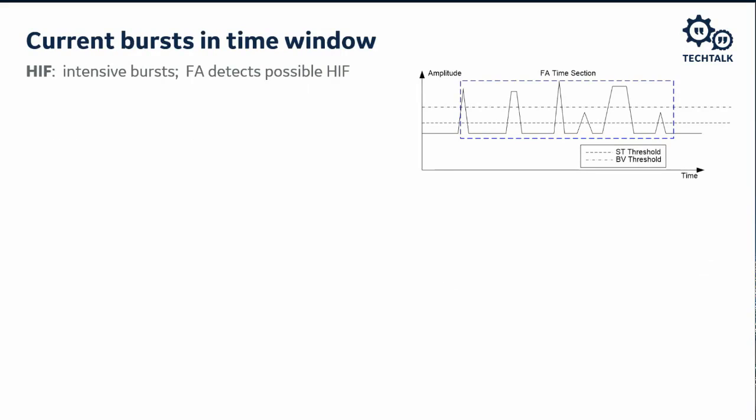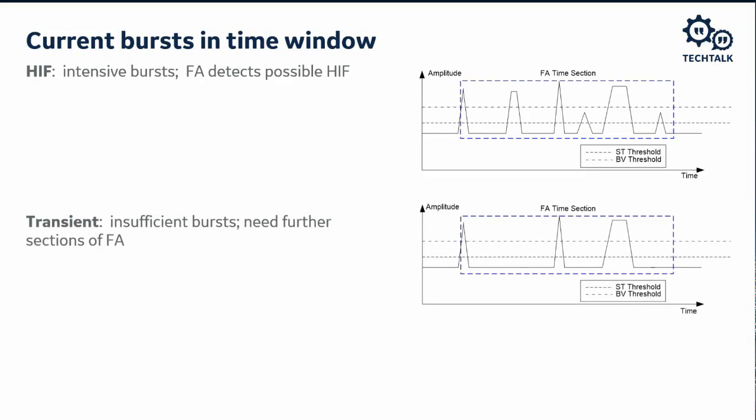Fundamental analysis is triggered by any sudden increase of the amplitude. The algorithm counts bursts in a time window. Only these sustained series of changes within the time window are evaluated as HIF, as seen in the upper graphic. A transient event has insufficient bursts in the time window. And in the lower graphic, a transient event needs further sections for HIF determination.